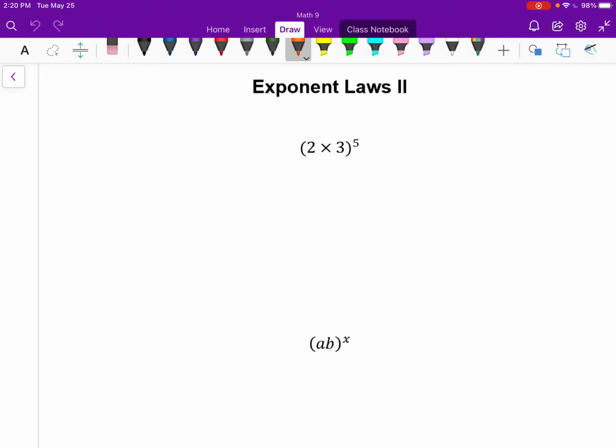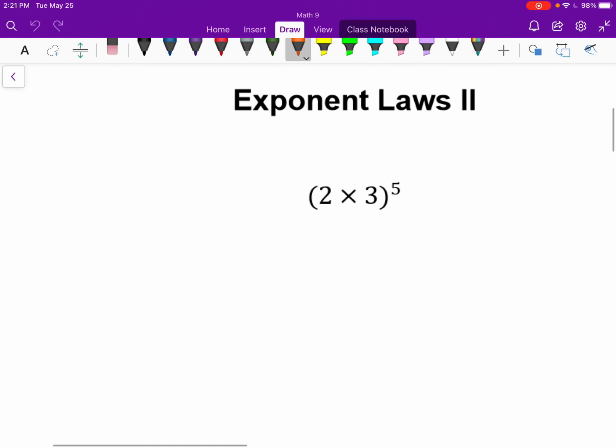So here I have the second part, just looking at a couple more of these exponent laws from the same section of the textbook. For this example, I have 2 times 3, all to the power of 5. Again, the purpose is not to try to evaluate these. The purpose is to find other ways of writing it, realizing these properties when we're dealing with powers and exponents.